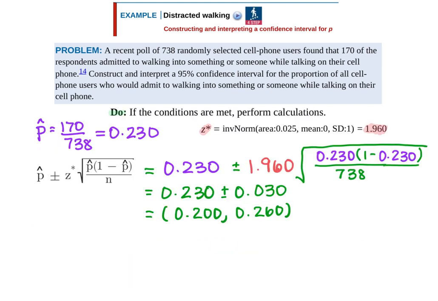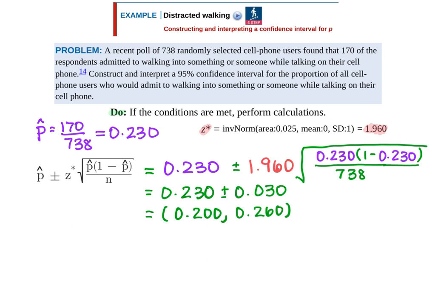Our third step is to do, which is if the conditions are met, which all 3 are, we can perform our calculations, which means to plug all this stuff in here. Now, we have most of this. We just need to figure out p hat. So p hat is that 170 over 738, because that is what we are working with here. 170 said, yeah, I did walk into something or someone. And so that is going to give us 0.230. We're going to plug that in here, here, and here. So you see that in purple.